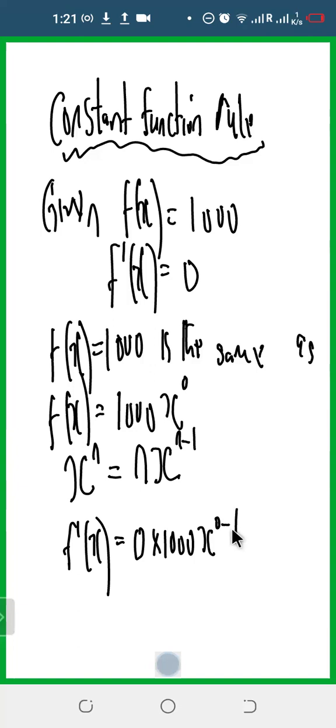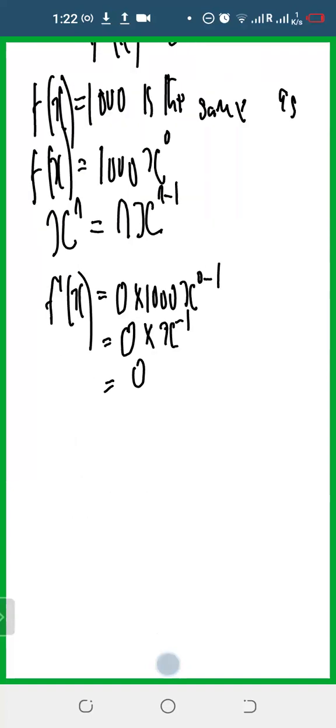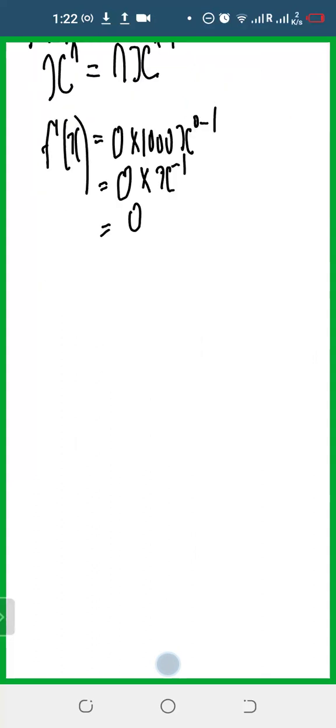And with this, we know that when we multiply 0 by 1000, we're going to get 0. Anything multiplied by 0 is 0. And then times x raised to power minus 1. But 0 times x raised to power minus 1 is the same thing as 0. So you understand the constant function rule, that any constant that is differentiated will give us 0 as the answer.